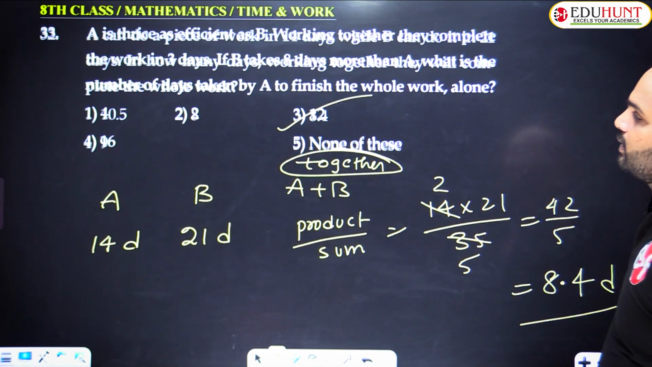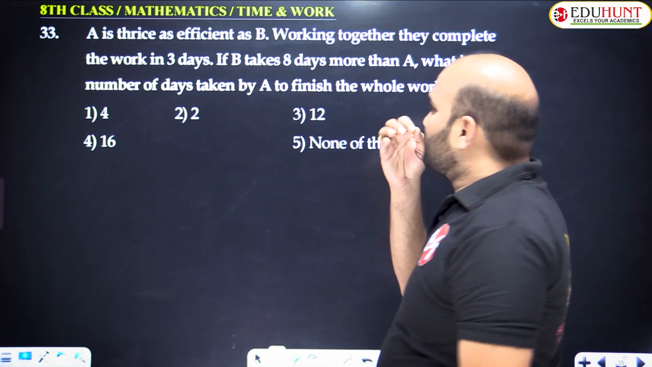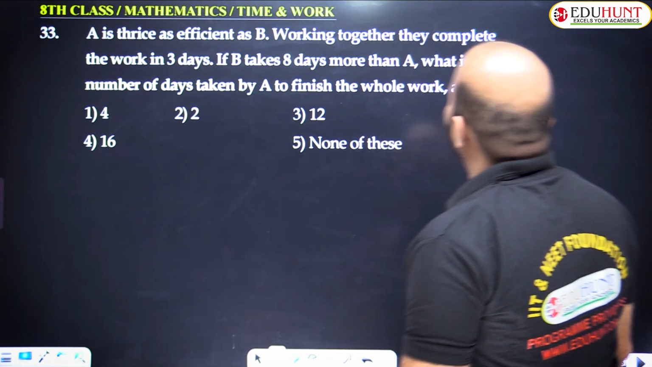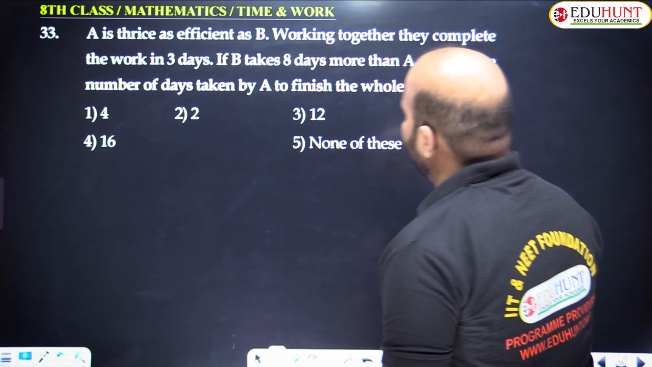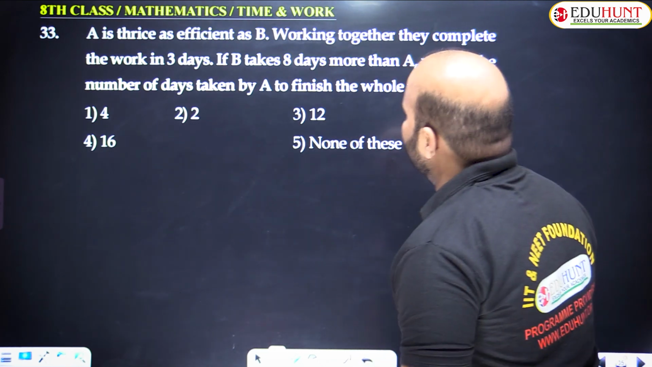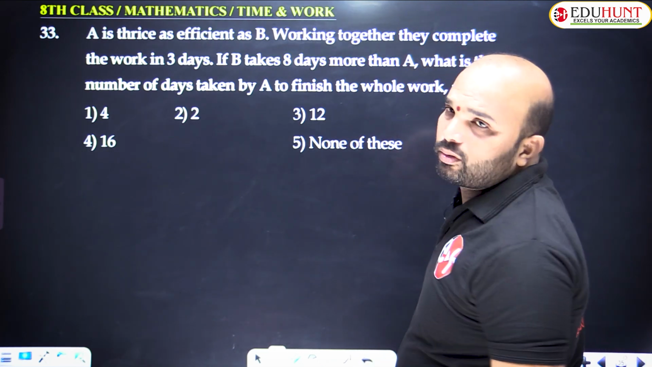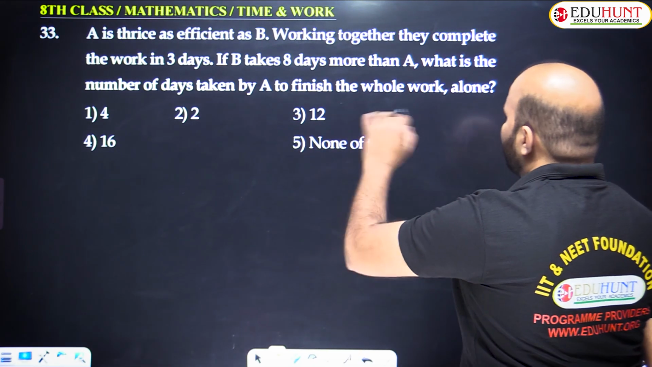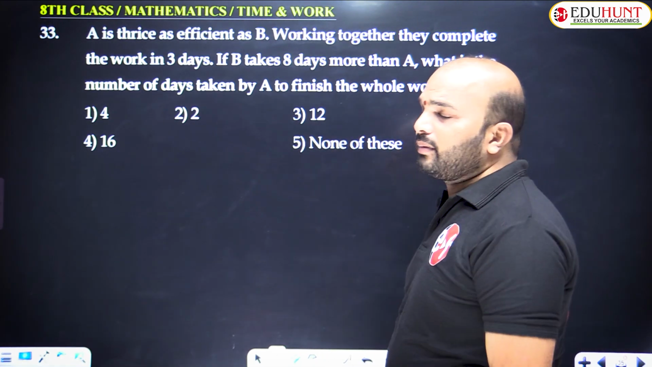Am I clear? So let's go to question number 33. A is thrice as efficient as B. Working together, they complete a work in 3 days. If B takes 8 days more than A, what is the number of days taken by A to finish the whole work alone? So the question I am asking is the number of days A takes alone to complete the same piece of work.